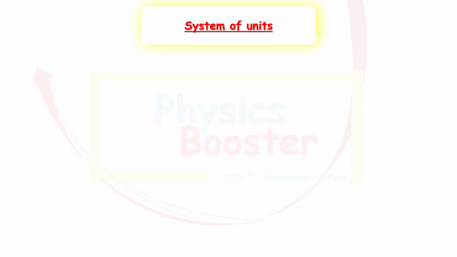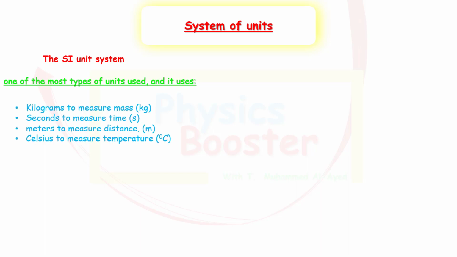The whole idea of this is to introduce something called the system of units. The most famous and used type of systems of units is called the SI unit system. Well, it's actually what we've been used to all of our lives. For example, we know that it uses kilograms to measure mass, seconds to measure time, meters to measure distance, and Celsius to measure temperature. And as I said before, we are already used to these types of units.